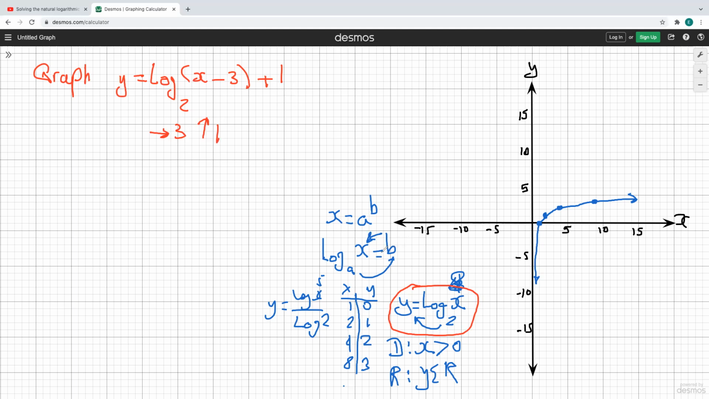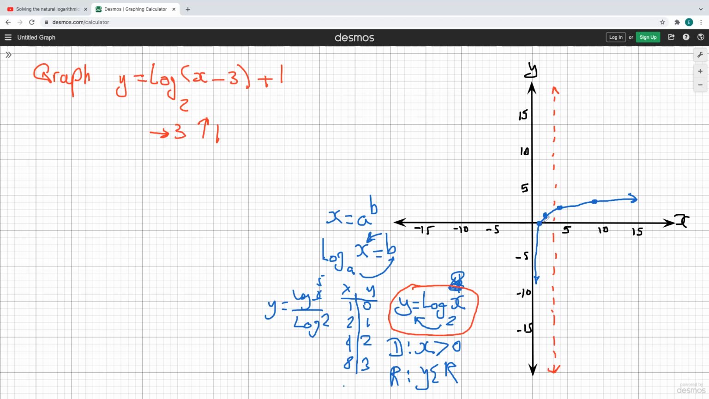So the first thing, when you know you move 3 to the right, you've got to move your vertical asymptote, which is this one, 3 to the right. So it's the y-axis, you move it 1, 2, 3. And then you make your asymptote right here. All right, so this is your new asymptote.